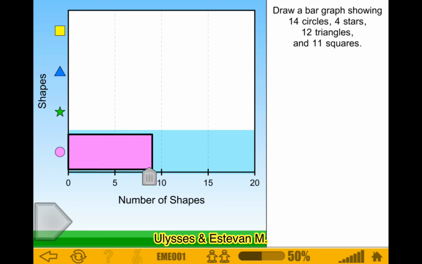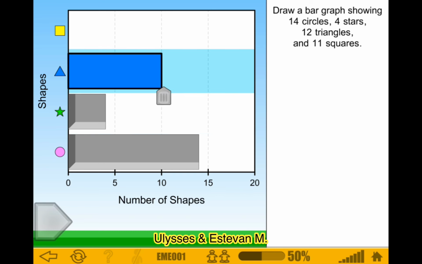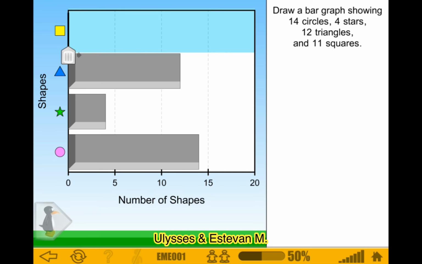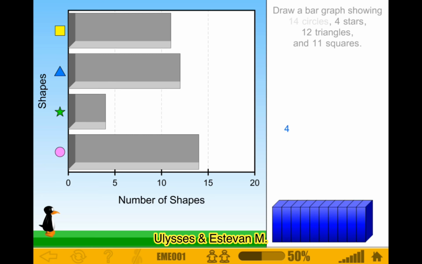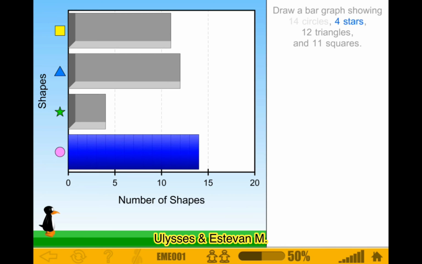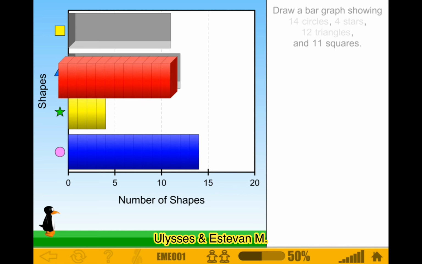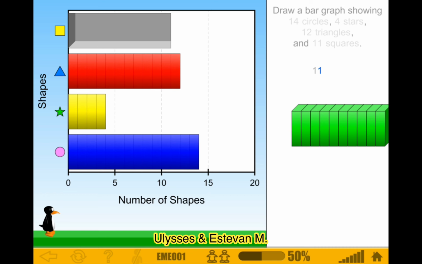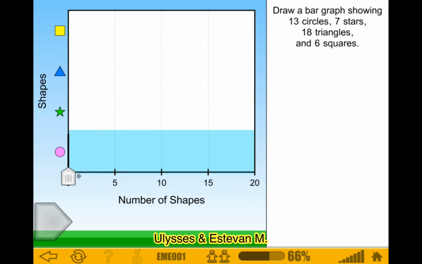Okay. Now 14 circles. That's 12. No, 4 stars. Now 12 triangles. 11, 12. And 11 squares. 11. Okay. Anyways. So, 14. Also, that's why it's taking so long. It was taking long because there's 14 over, like, the 10th place. This one's gonna take long, also, see? It's taking a little bit long. See? But, of course, it ends. And 11's gonna take some time. That's Rexy's favorite color, green. Yeah, my favorite color.